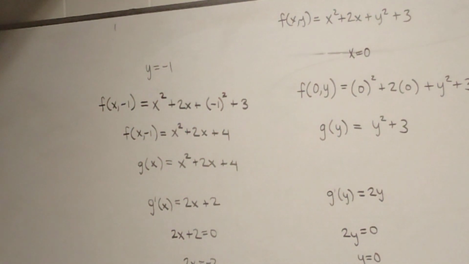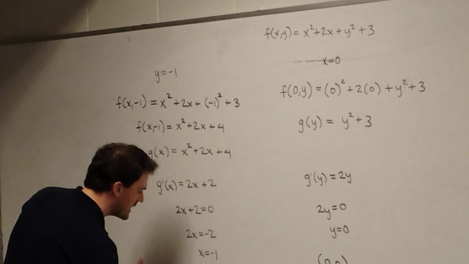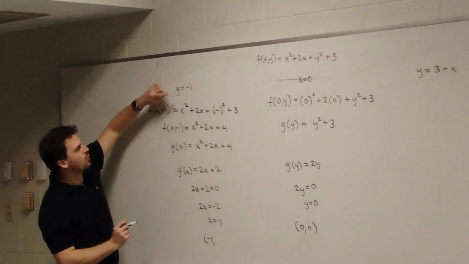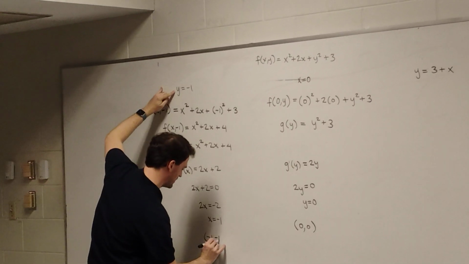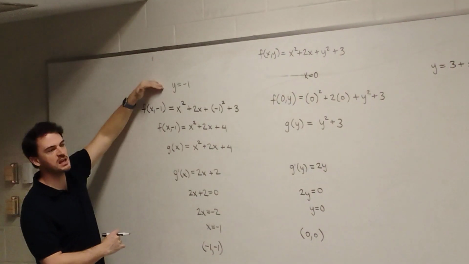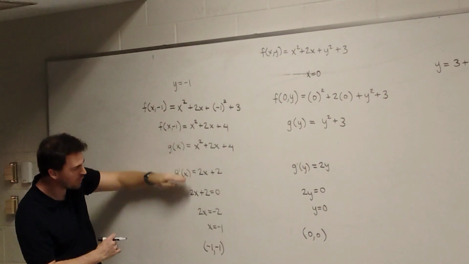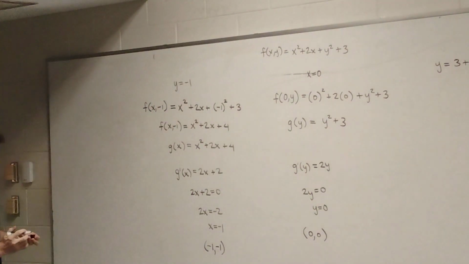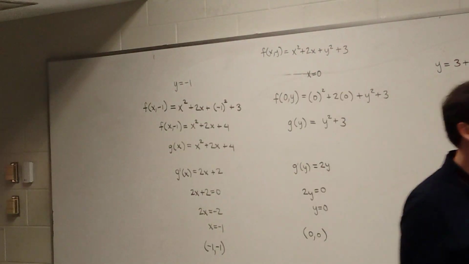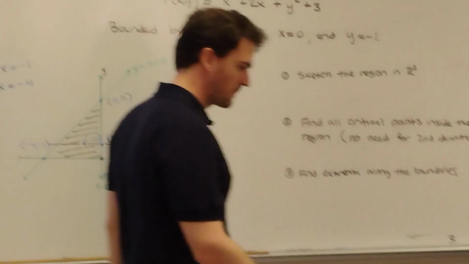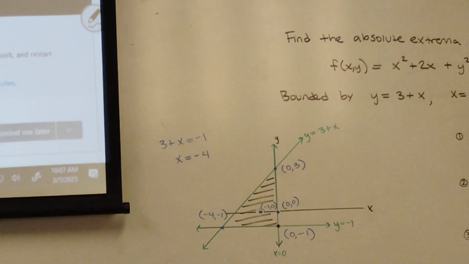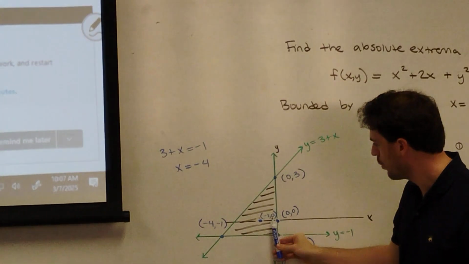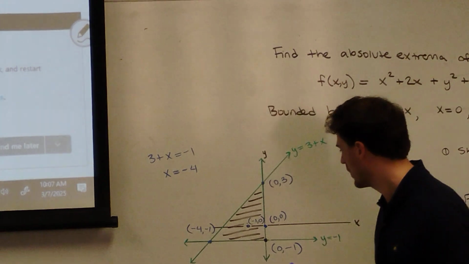And now just stay organized. This means I have the critical point -1, comma, -1. Stay organized. When you're plugging in a boundary, write it at the top. You're going to work all the way down. You're going to get the other variable. Go back up to the top. Now we got to include that in our drawing over here. That was the point -1, -1.